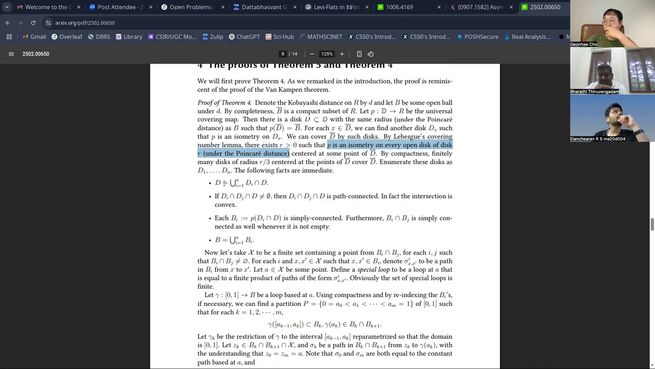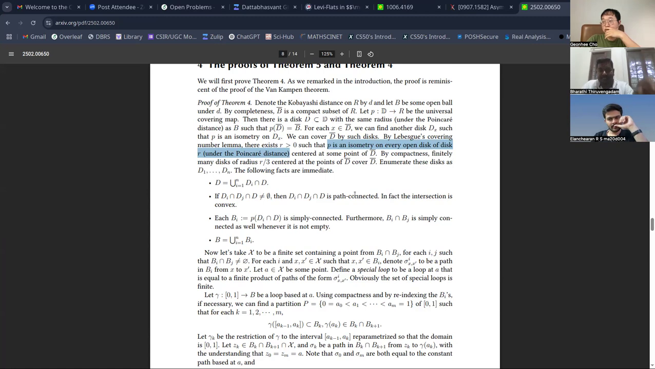And we take D to be the union of the D_i intersect D. Actually, we cover the closure of D by finitely many balls, but we can cover D by the union of those balls intersected with D, right?